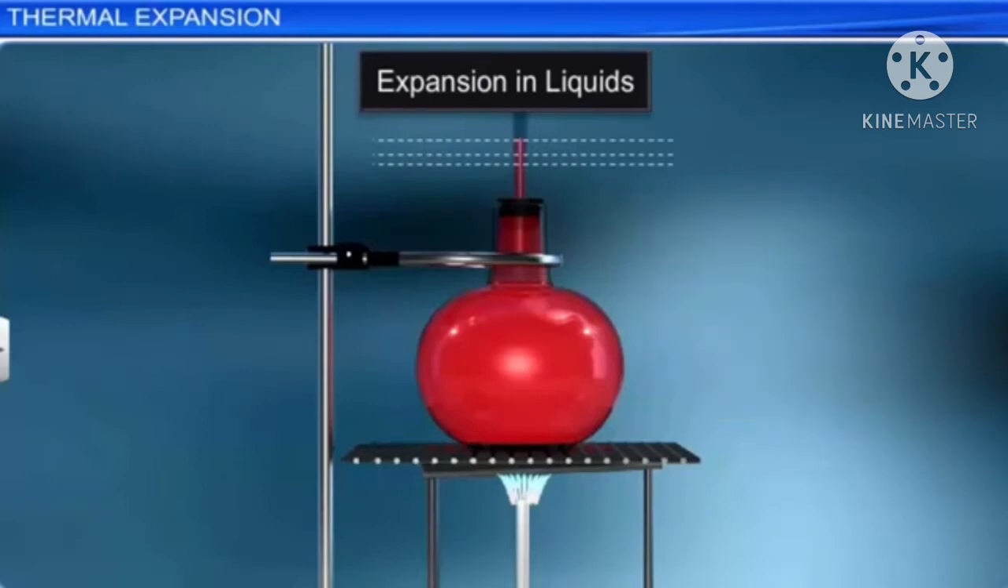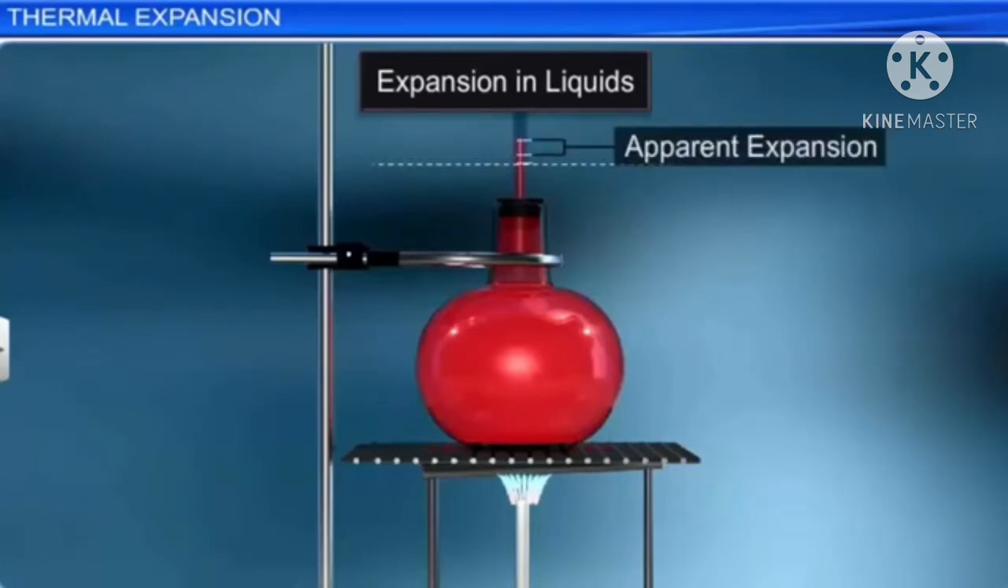The apparent expansion of a liquid is the expansion that appears. The apparent expansion of the liquid is equal to the real expansion of the liquid minus expansion of the container.